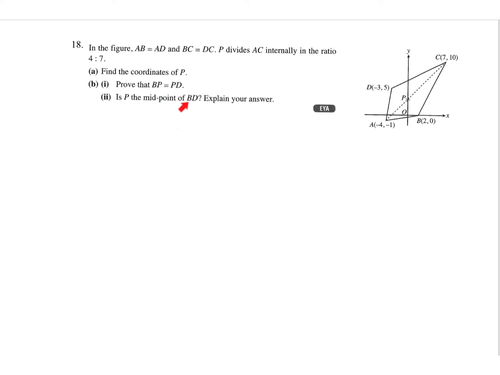And then B2 is about, okay, since PB is equal to PD, does it mean that P is the midpoint of BD? Does this imply this? Think about it. You definitely have learned midpoint, how to find the midpoint of 2 points, right? Given their coordinates. And I will explain a little bit more about the situation after you finish the question. You may pause the video now and try.